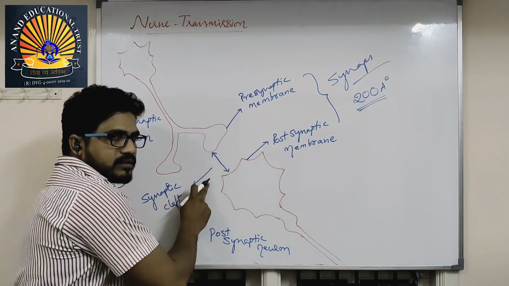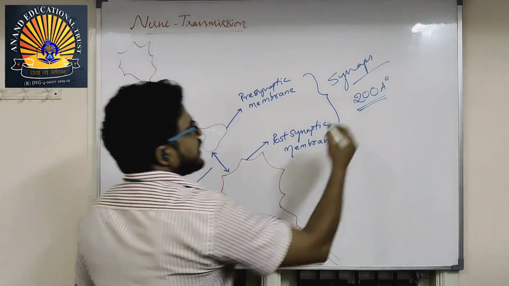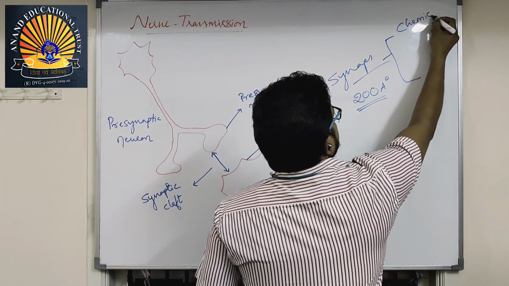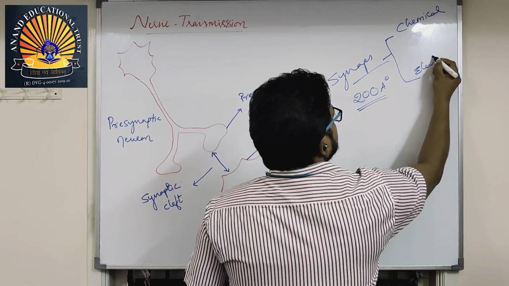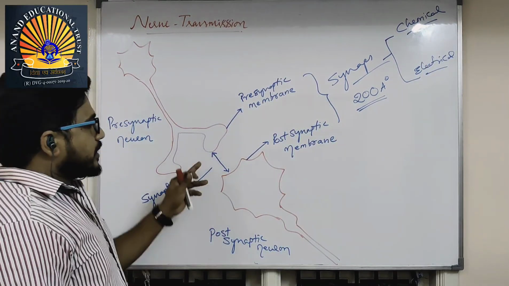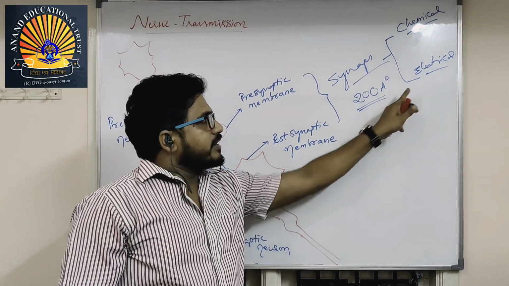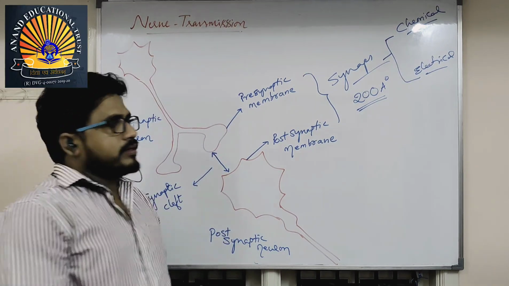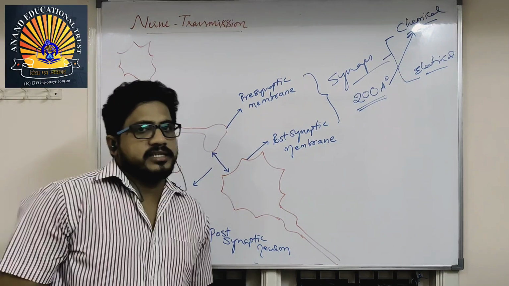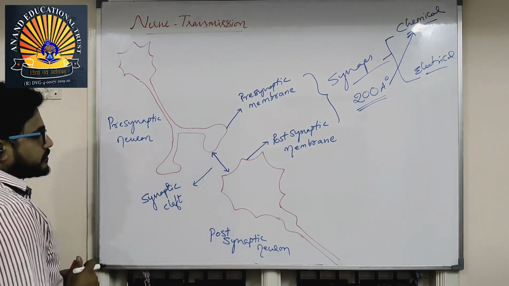If the gap is there, then they need some chemical to transmit. That is called a chemical synapse. So synapses are of two types: chemical and electrical. The difference is that chemical synapses have a space of 200 angstroms, whereas electrical synapses don't. Now I am explaining chemical synapses. Electrical synapses are very rare in humans.